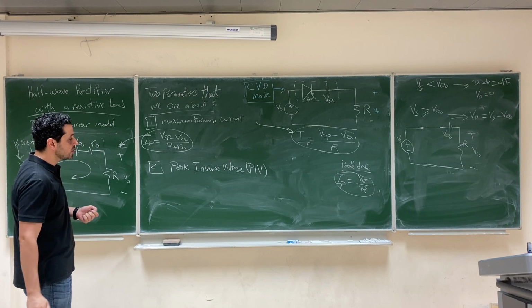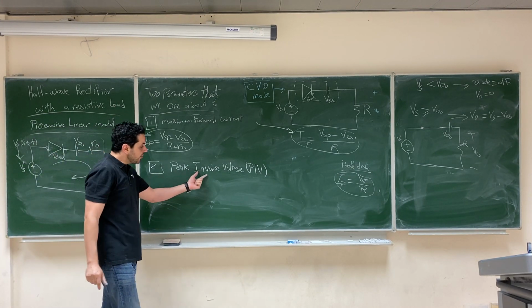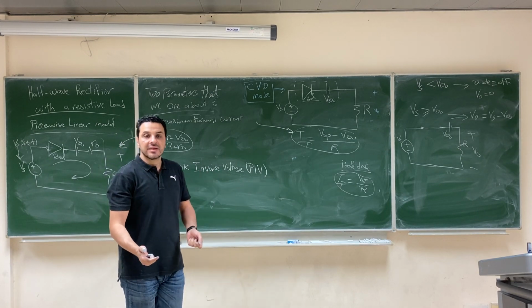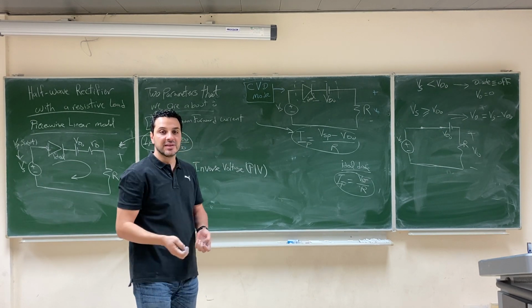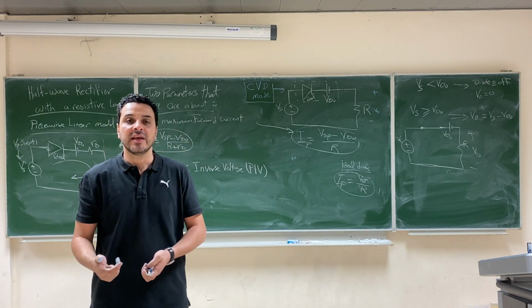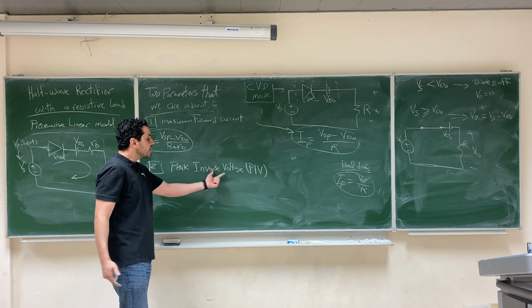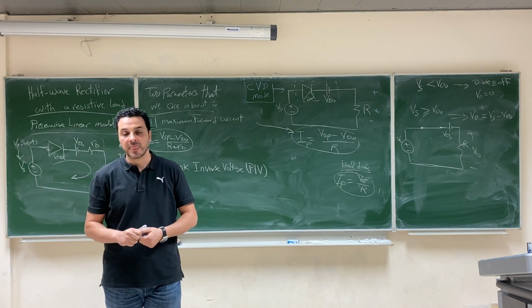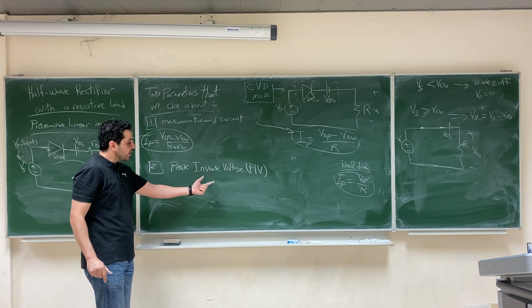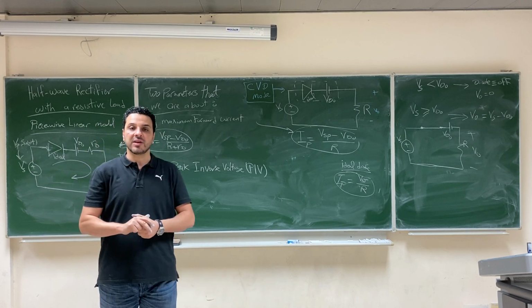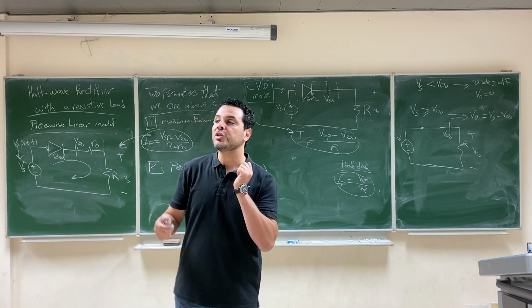What's the peak inverse voltage? From its name, peak means the maximum. Inverse voltage means the voltage in the reverse side of the diode, the reverse voltage of the diode. So what is the maximum reverse voltage that will affect the diode? Peak means the maximum, and inverse voltage means it's a reverse voltage on the diode, right? So we need to calculate what is the maximum reverse voltage on the diode.